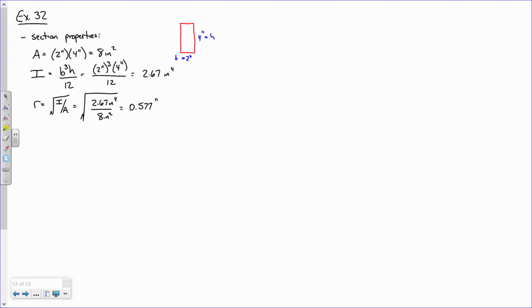Now, this column, what are the boundary conditions for this column? Is it pinned? What's the deal? Fixed. It's fixed. So if I have a column that's fixed, so let's look over here, fixed. What is K going to be? 0.5. Okay. So if that's the case, now we can start doing some counts.